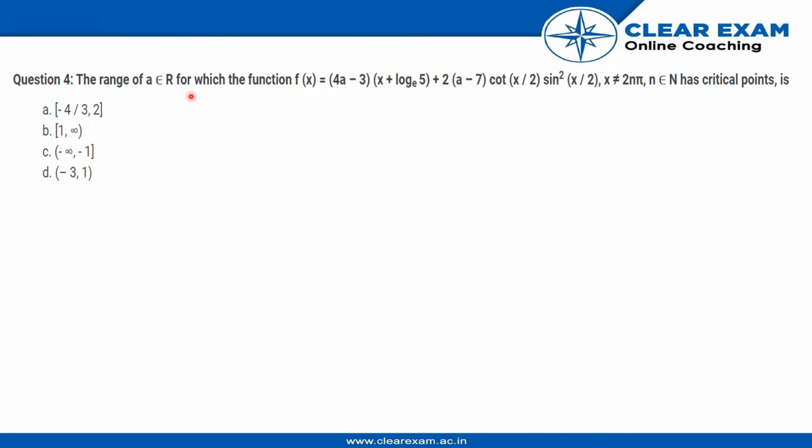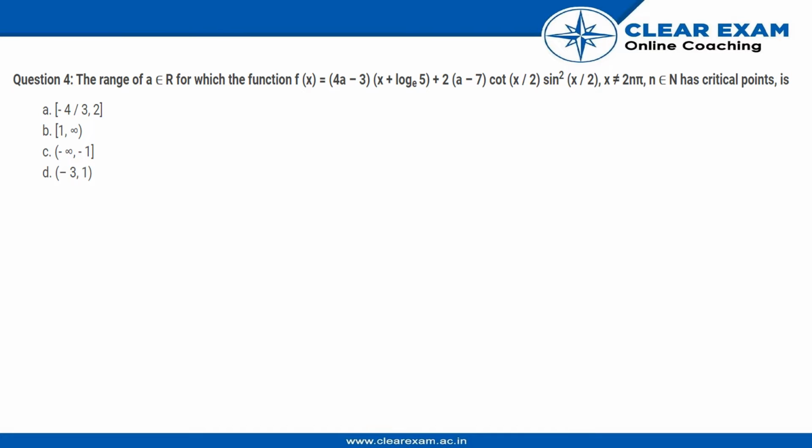Now, the range of a belonging to R for which the function f of x equals (4a minus 3) into x plus log 5 base e plus (2a minus 7) into cot(x/2) sine square(x/2), where x is not equal to a factor of 2 pi, which is given as 2nπ, where n is a natural number, has critical points is.